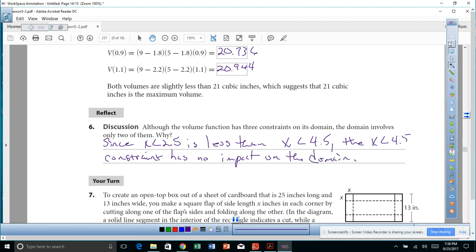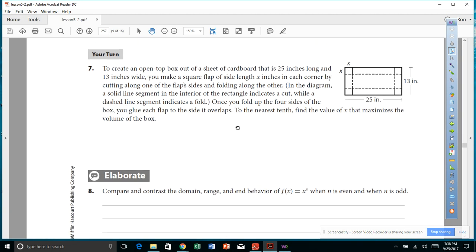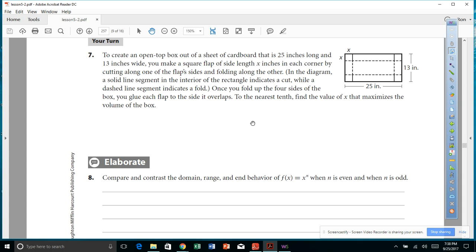All right, your turn. To create an open box out of a sheet of cardboard that's 25 inches long and 13 inches wide, you make a square flap of side length x in inches in each corner by cutting along one of the flap sides and folding along the other. In the diagram, a solid line segment on the interior of the rectangle indicates a cut, while a dashed line segment indicates a fold. Once you fold up the four sides of the box, you glue each flap to the side it overlaps. To the nearest tenth, find the value of x that maximizes the volume of the box.